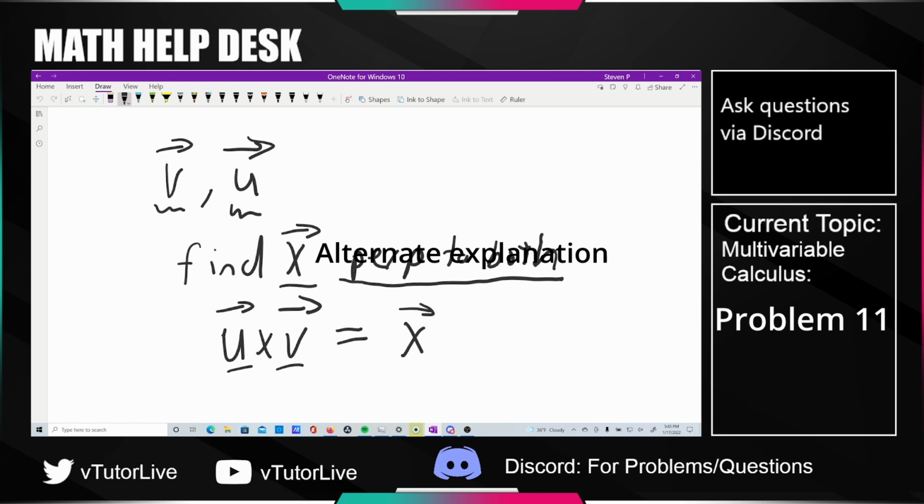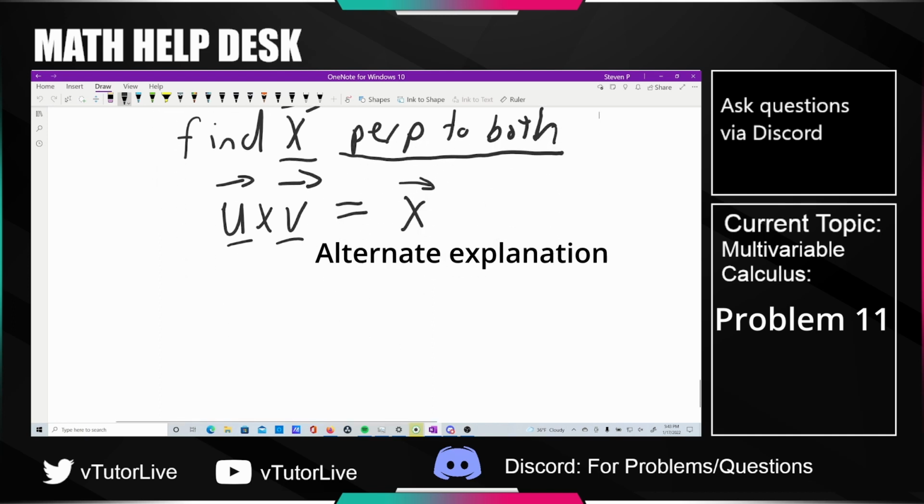I mentioned that this problem could have been done with a dot product as well. It just probably would have been a huge pain in the butt. But the idea is, for any given vector, let's say we're in three-dimensional space, and you have some vector u, there's an entire plane that's basically perpendicular to this vector u. Every single one of these vectors inside this plane is perpendicular to u.